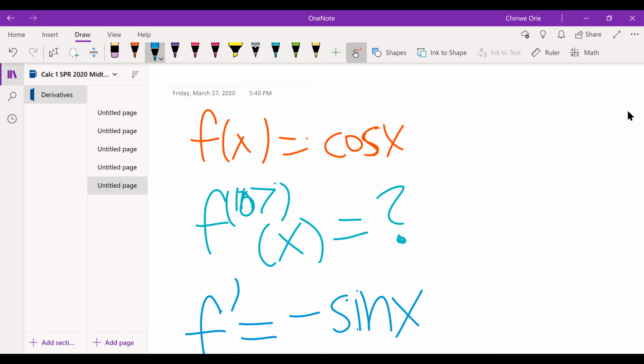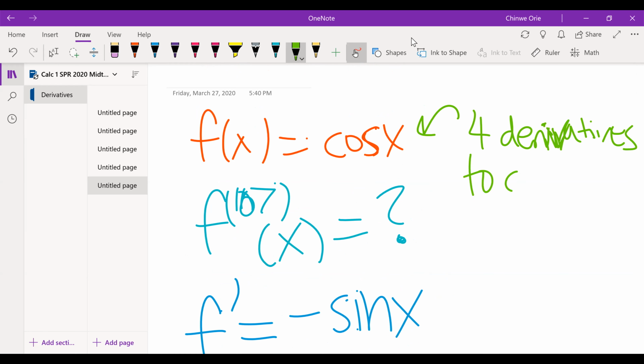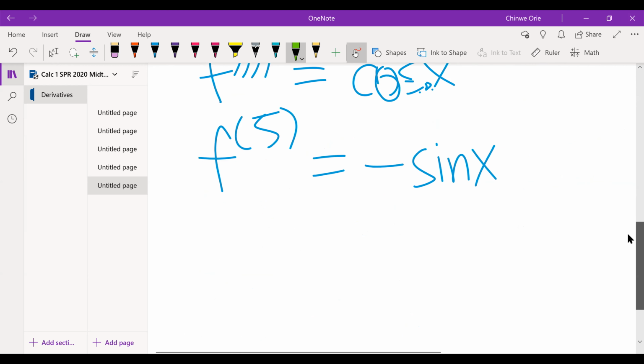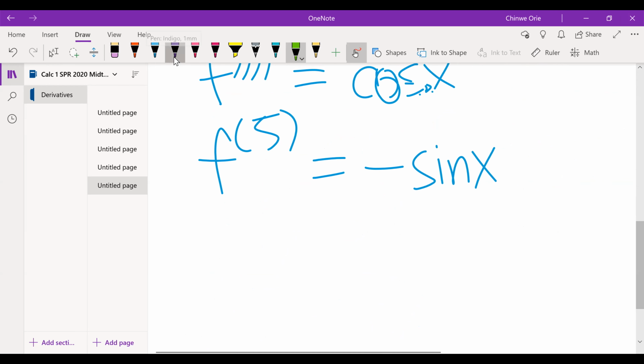If it takes you 4 derivatives to come full circle, what does that say about the 107th derivative? You should divide it by 4 to figure out what the remainder is. Okay, perfect. So we're going to divide it by 4. What do you get from that?